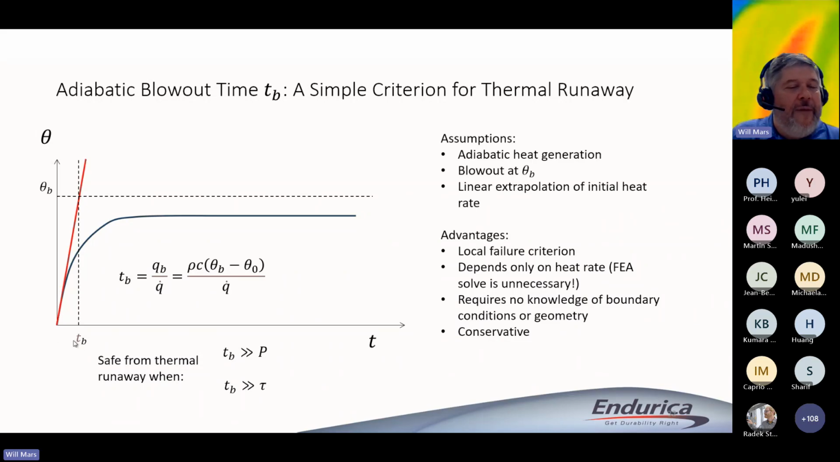And if you calculate your heat rate and you find that TB is 1 minute or 10 minutes, you might think that you're at risk of a catastrophic failure. If on the other hand, this time is very long, then probably the extrapolation is not going to be very relevant. But for problems where you have a very fast temperature rise, this is a good back of the envelope check.